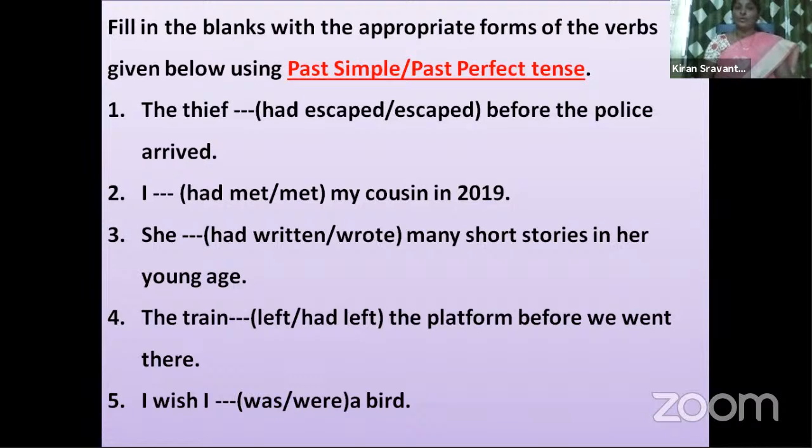So what shall we use? The train had left the platform. So that was the first completed action. Later what happened? We went there. So the train had left the platform before we went there.